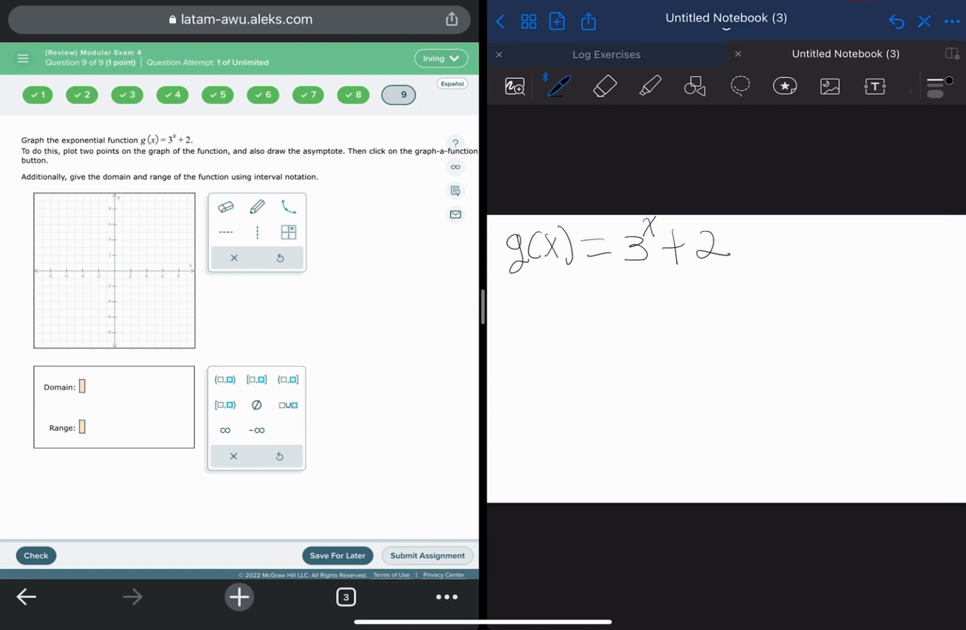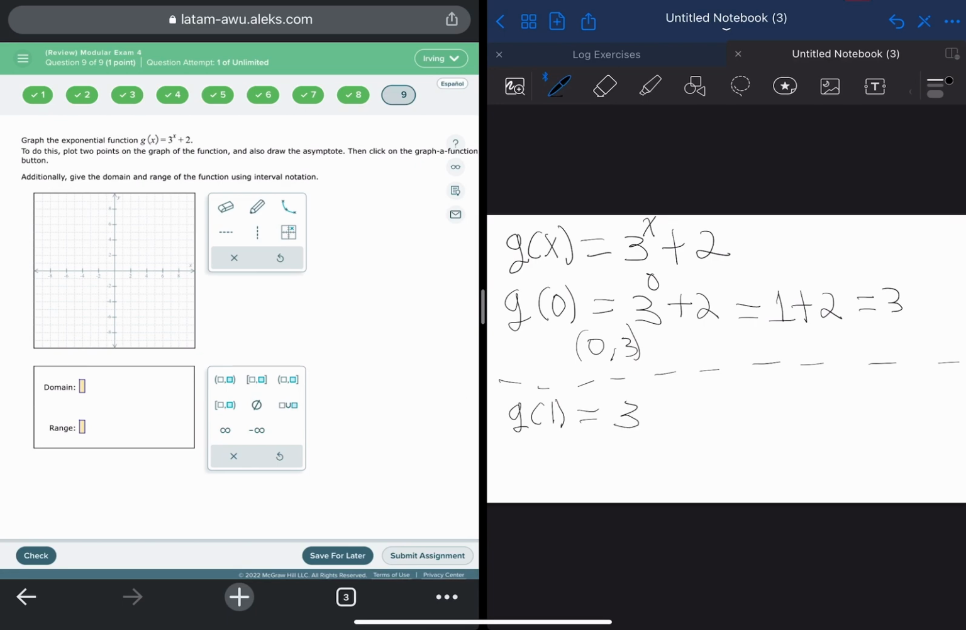Well, I'm just going to give 2 arbitrary points to x. For example, let's find when x is 0, what happens? Well, I just evaluate 0. 3 to the 0 is 1 plus 2, that is 3. So the first point that I find is (0, 3). Okay? Now, another point, an easy one, is when g of 1, just for the sake of simplicity.